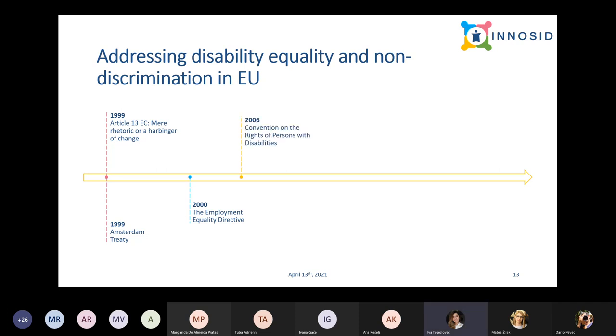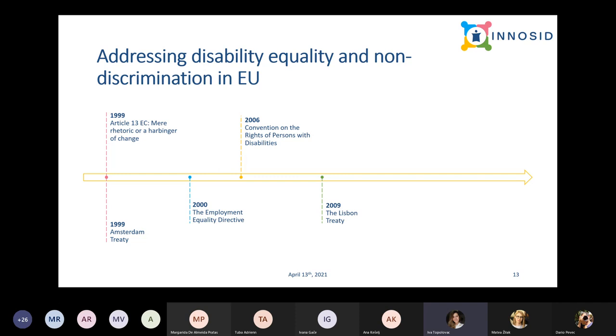I have listed here on this timeline also the Convention on the Rights of Persons with Disabilities. However, this convention is a United Nations convention. It is not a European Union convention, so we will skip through it for now.